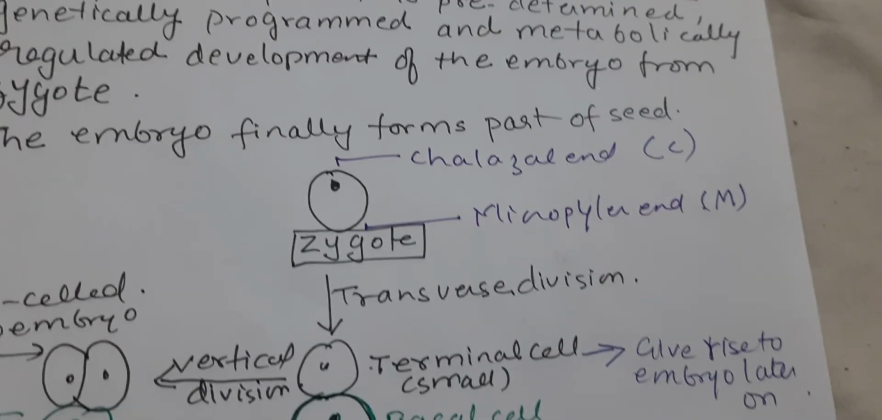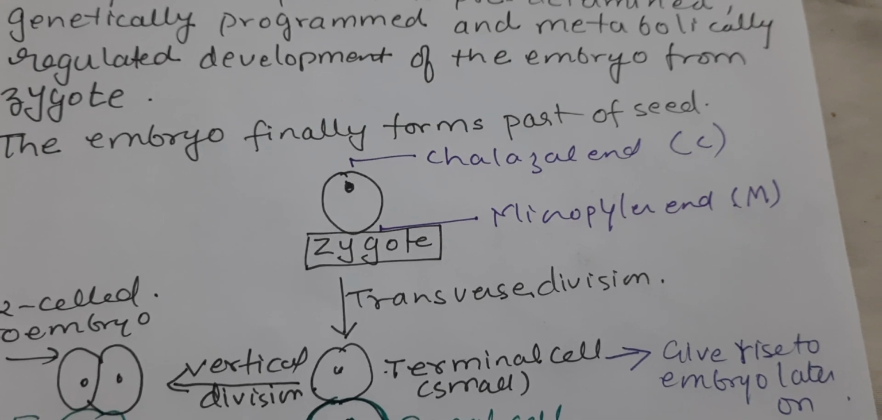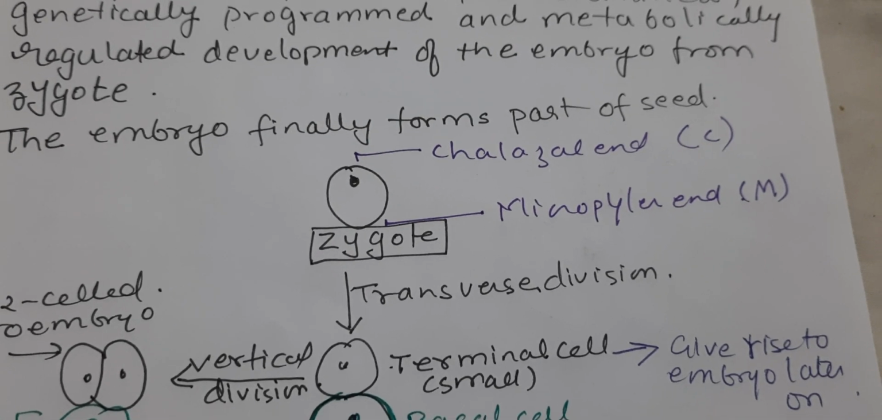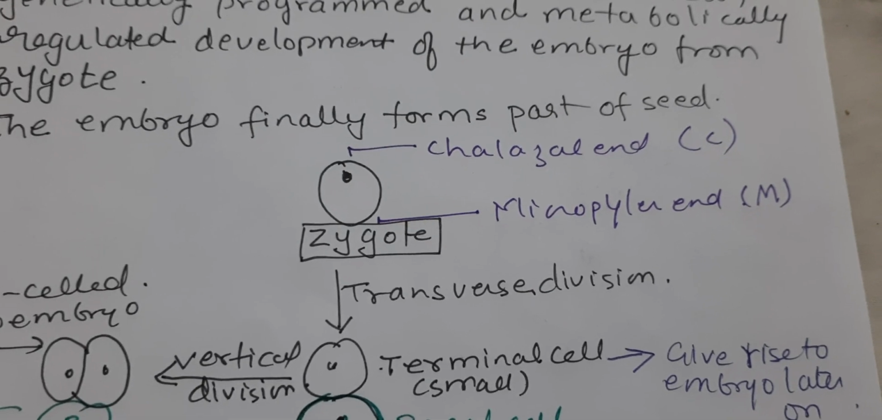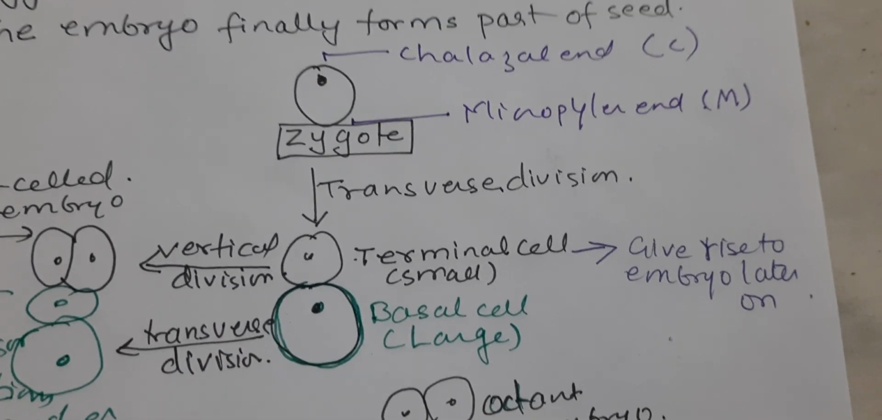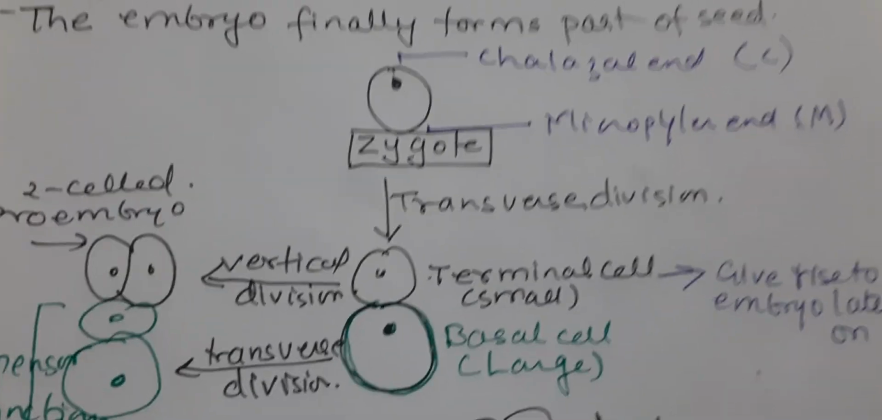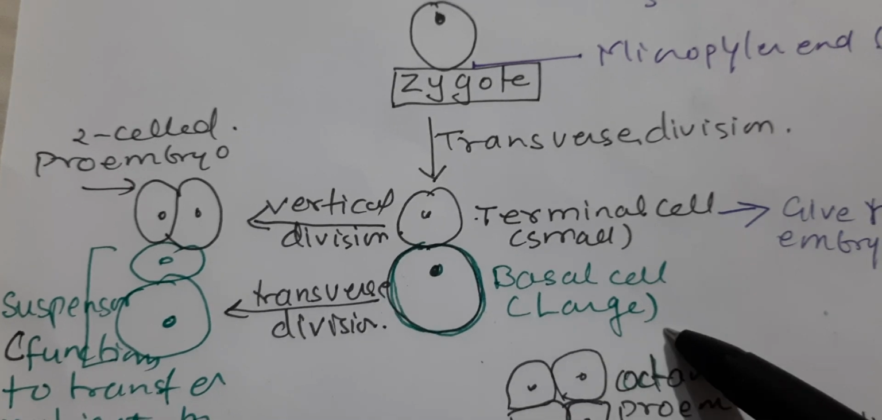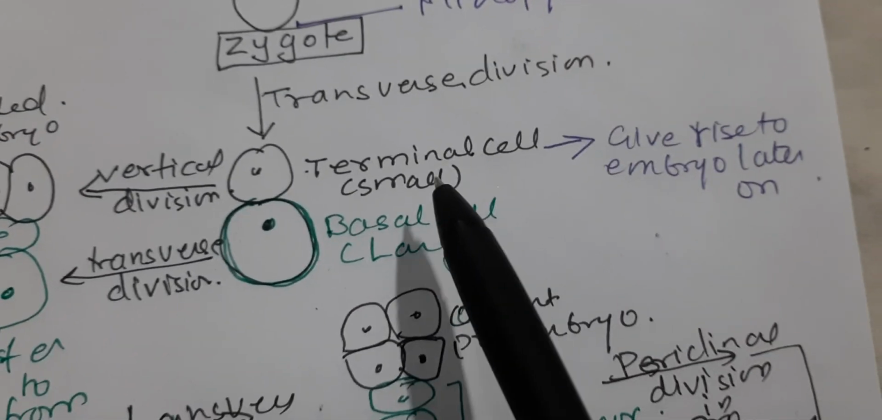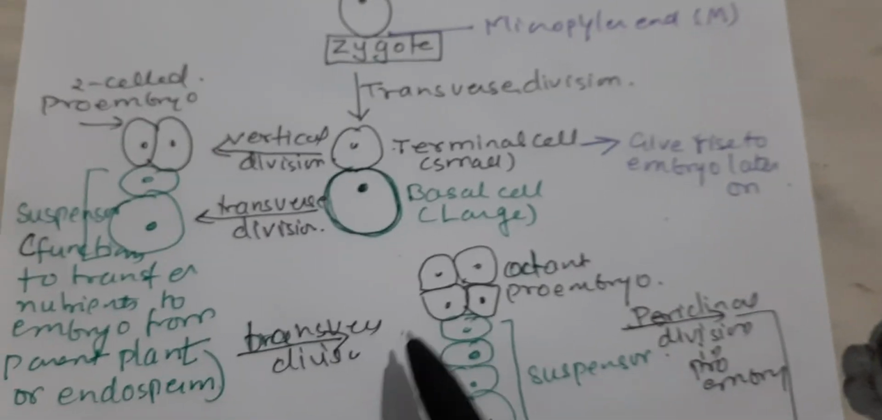Since the embryo sac already has the polarity, the chalazal and micropylar end, the same polarity is given to the zygote. This is the zygote. The first transverse division occurs in the zygote and it forms two cells, the terminal cell and the basal cell. The basal cell is large, the terminal cell is small, and later on this terminal cell gives rise to the proembryo and later on the embryo.